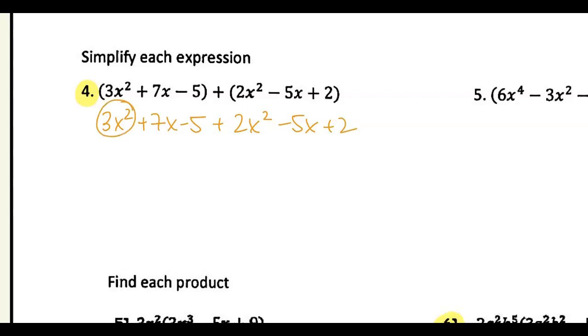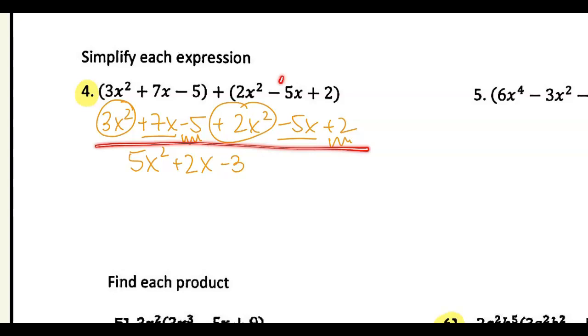So I'm going to combine the x squareds, which will give me 5x squared. I'm going to combine the 7x with the negative 5x, which will give me 2x. And then I will combine the constants, which are negative 5 and positive 2, which will give you negative 3. Remember, when you're combining like terms like we did here, the exponents you do not add or subtract. You leave them alone. Just before we move on, is there anything else that I can combine here? Is there anything else I can combine? No. So this will be my final answer.